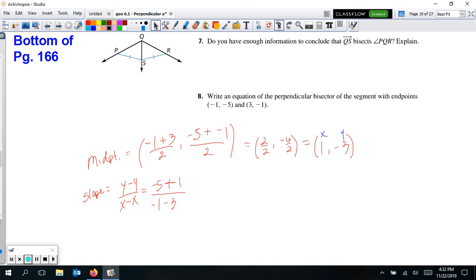And so on the top now, we're going to end up having -4. On the bottom, we also have -4. So anything over itself will always equal +1. So -4 over -4 is just a 1. Our slope here is 1.